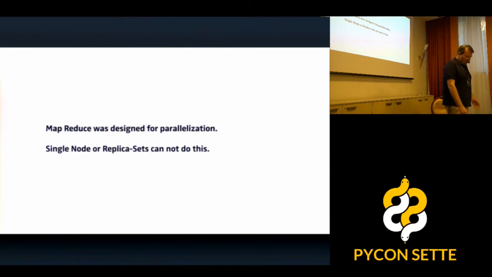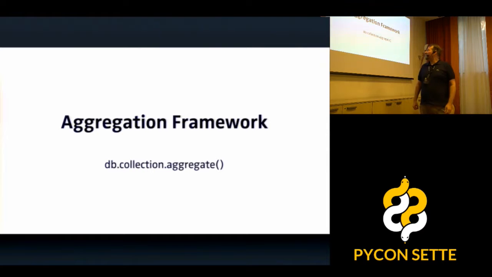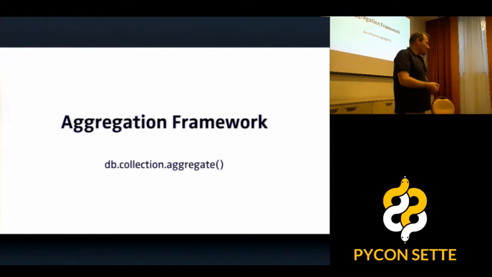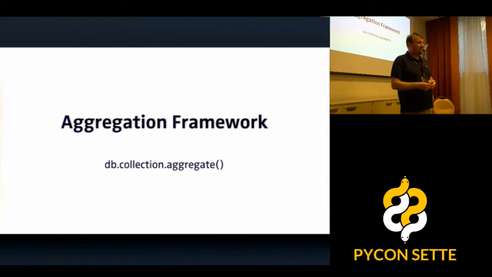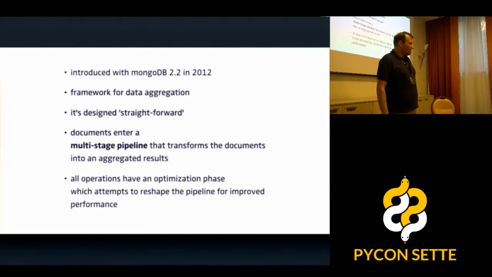So for us, in the current state, MapReduce is like our evil stepmother and not the mother of big data in MongoDB. But what else is there? There's the aggregation framework, and that's built into MongoDB. It's very often overlooked because people immediately jump to MapReduce, and it's a very powerful framework. It was released with MongoDB 2.2 in 2012.